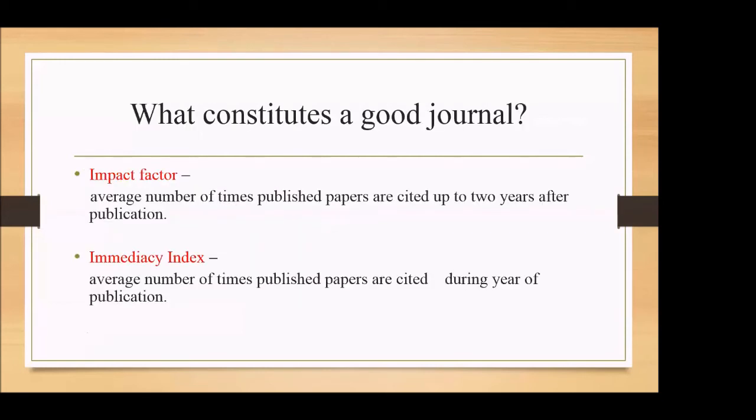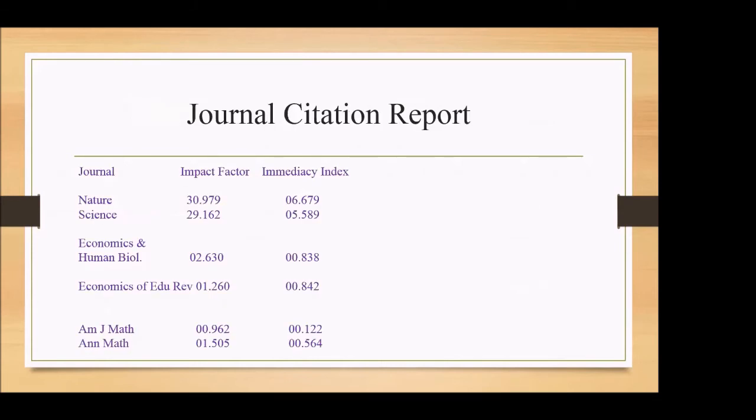The impact factor: what constitutes a good journal? How are we going to say that this journal is a good one? There is something called impact factor, the average number of times published papers are cited up to 2 years after publication. And we have something called the immediacy index, the average number of times published papers are cited during the year of publication. Of course, the higher the impact factor, the better.